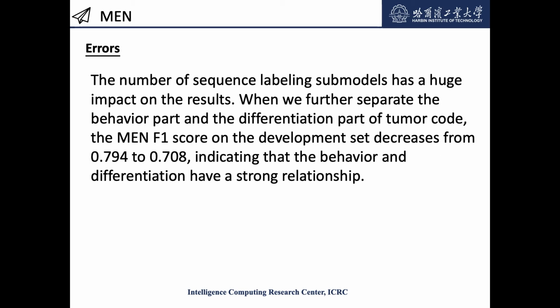For the MEN task, we further separated the behavior and differentiation parts of the tumor code. The F1 score of MEN on the development set decreases from 0.794 to 0.708, indicating a relationship between the two. Maybe they have relationships with other parts of the tumor code.